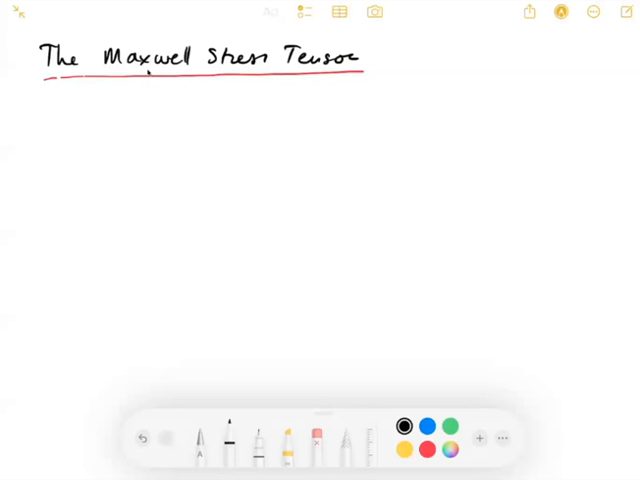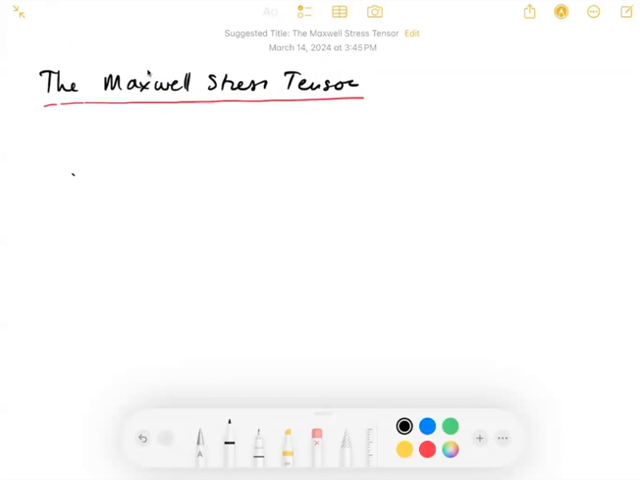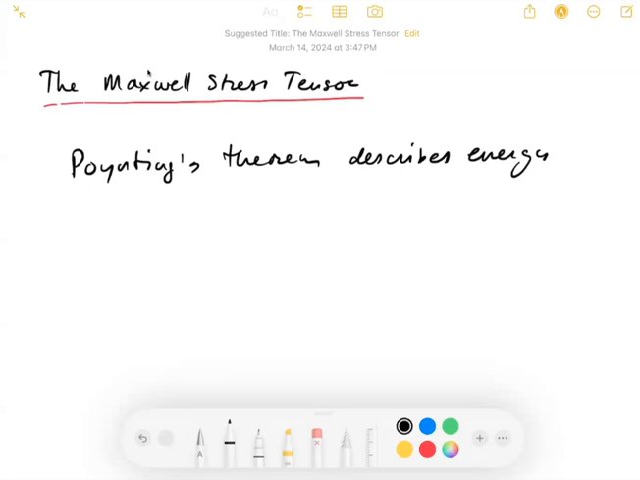The Maxwell stress tensor. Poynting's theorem describes energy conservation. Now let's do momentum conservation.